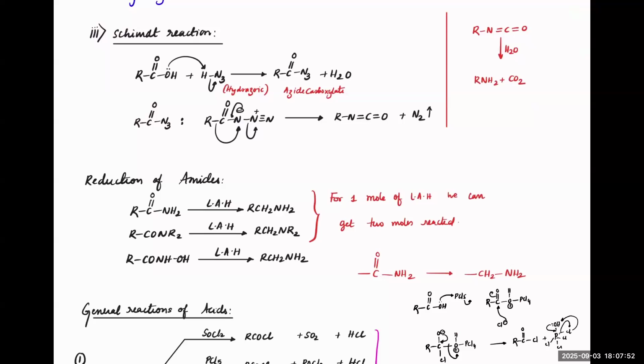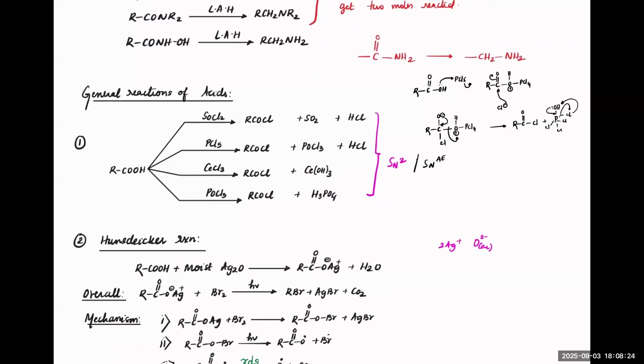Reactions of amides. If I take an amide and react it with lithium aluminum hydride, lithium aluminum hydride will provide H minus, and that H minus will add here. This will go away and convert that into an amine. So whether you take an amide like this, or if you have two nitrogens here with a hydroxyl group here, all of them will convert into amines. Clear, beta?